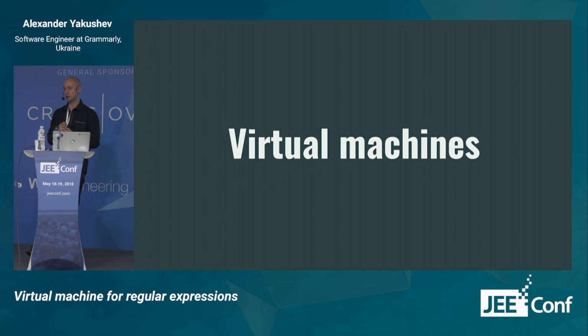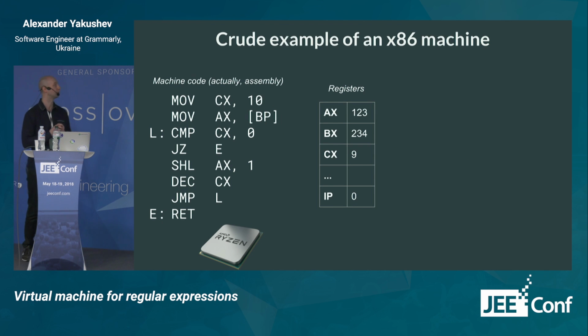So just a few words about virtual machines, if by chance you don't know how they work exactly and what the concept is. But before we talk about virtual machines, I'll just show you a very primitive example of a real machine. So let's say this is an x86 machine, and we have some machine code. Here it's actually assembly, but let's pretend it's machine code. And there's this nice CPU over here. It will execute this machine code in order to do something. And there is a set of registers here, and one of the registers is special. It's called the instruction pointer, that will point to the current instruction the CPU will execute next.